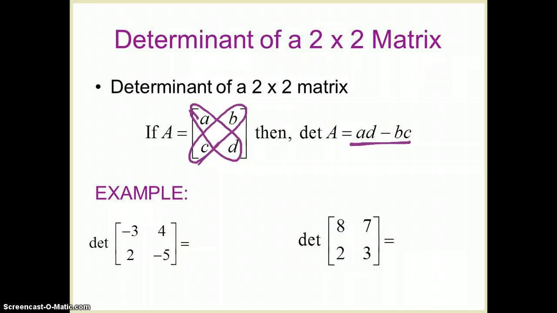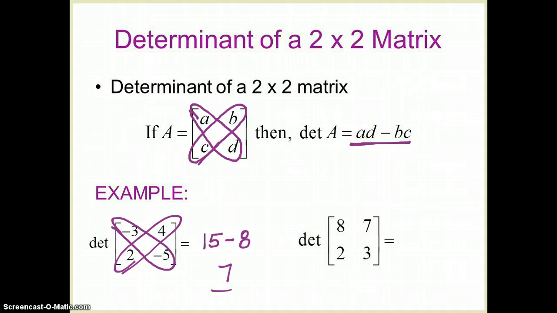So in my two examples here, I'm going to do the main diagonal first. -3 times -5 is +15. And then do the opposite diagonal next. -4 times 2, which is going to be -8. So 15 minus 8 tells me that the determinant of this is 7.